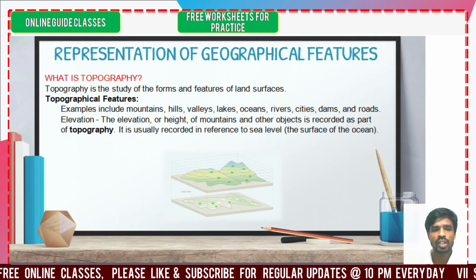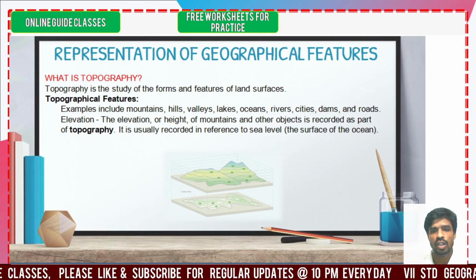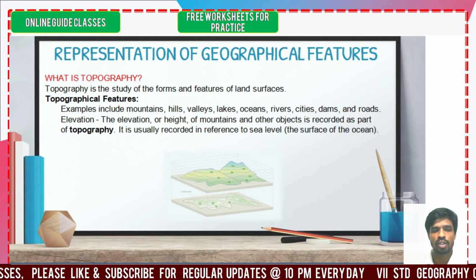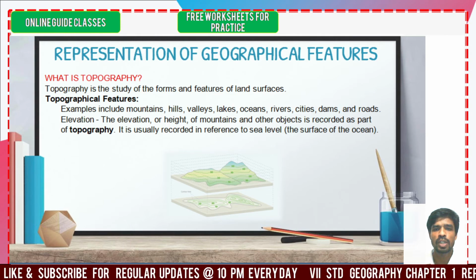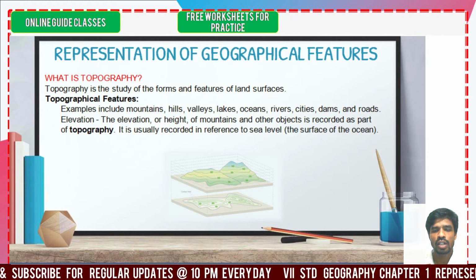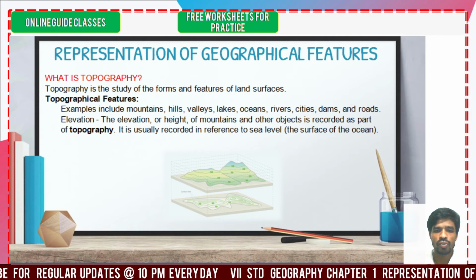Now what is elevation? The elevation or height of mountains and other objects is recorded as part of topography. It is usually recorded in reference to sea level. Please remember, it is recorded above the sea level, the surface of the ocean where the water flows.